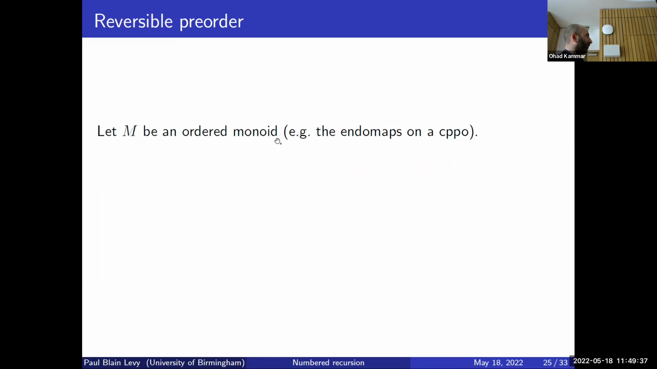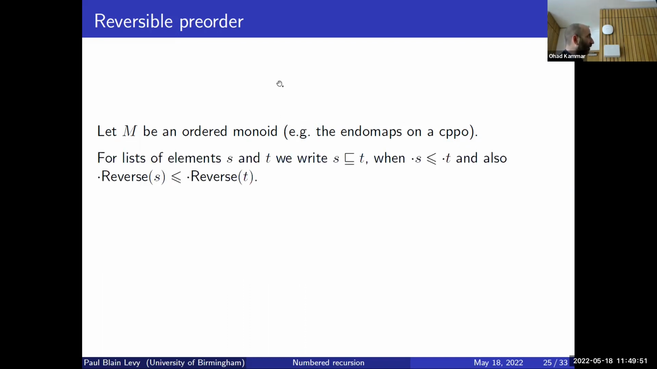Which alternative approach, which is not, actually, this is not just specific to this story, but generally for the semantics of recursive types. So if we have the endomaps on a CPPO form an ordered monoid, actually a CPPO monoid, right? Now, if you have an ordered monoid, you have a preorder. Okay, I'm going to have to explain what I mean here. So for two lists of elements, we say that this list is below that list, when that means the composite of everything in S is below the composite of T, but also the composite of the reverse is less or equal to the composite of the reverse, right? So that's the reversible preorder. So that means the composite is below that, but also when you reverse it, it's below.